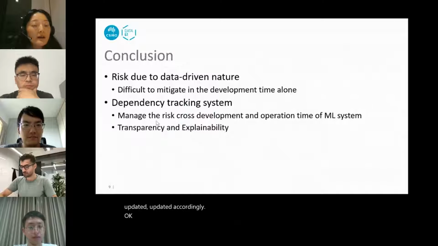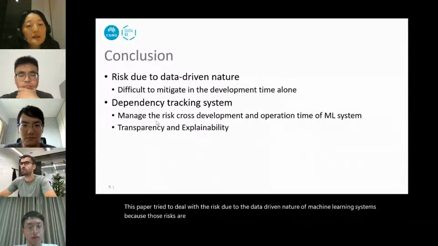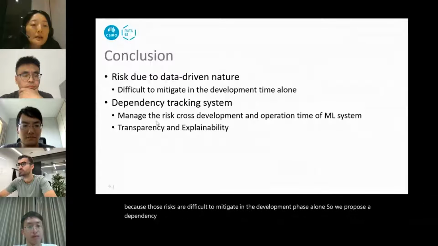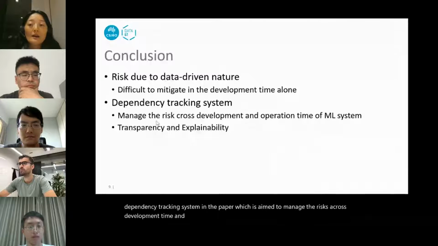Okay, conclusion. This paper tried to deal with the risk due to the data-driven nature of machine learning systems, because those risks are difficult to mitigate in the development phase alone. So we propose a dependency tracking system in the paper, which is aimed to manage the risks across development time and operation time of machine learning systems.